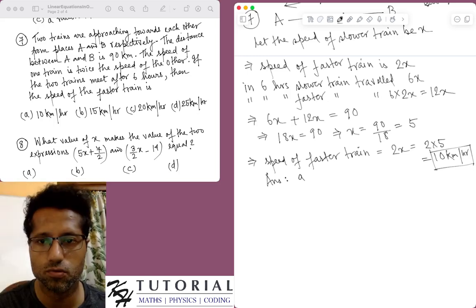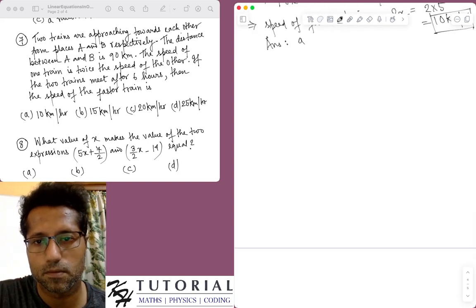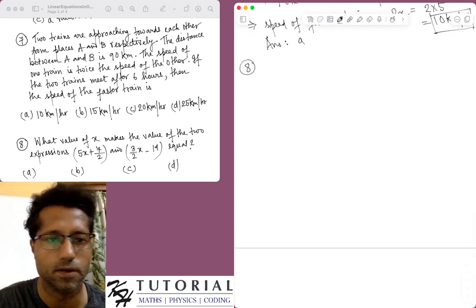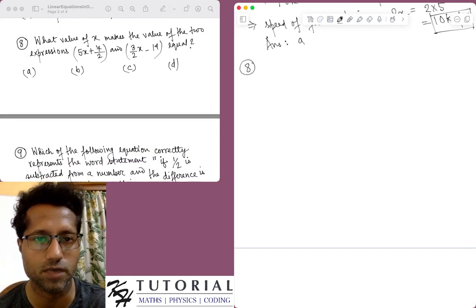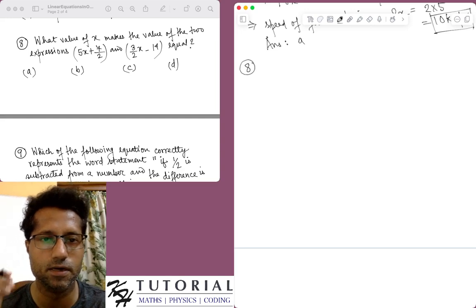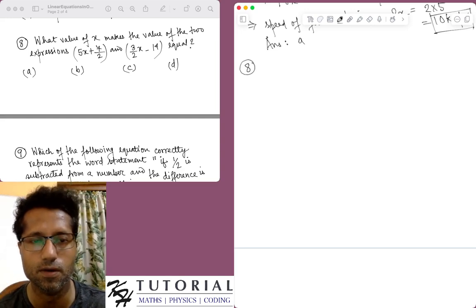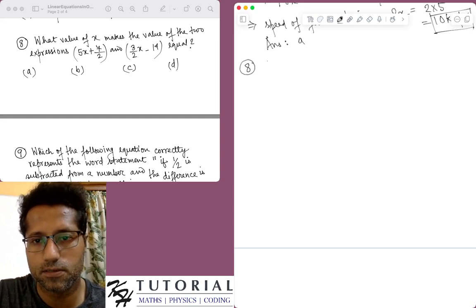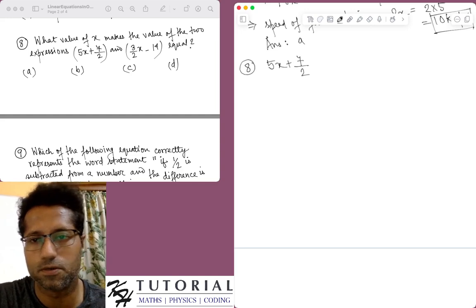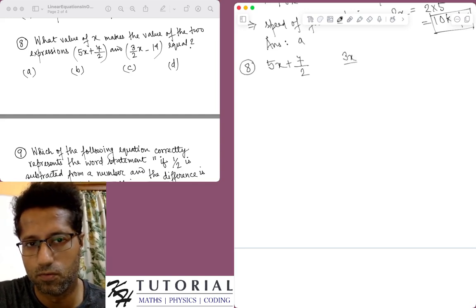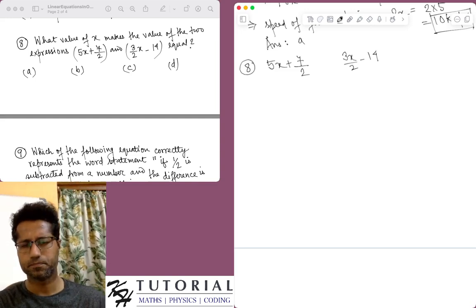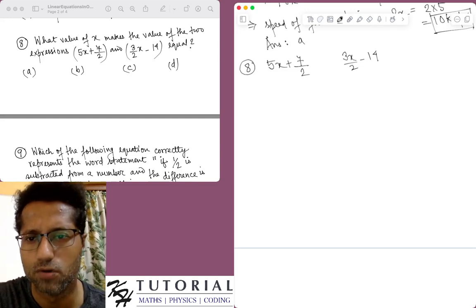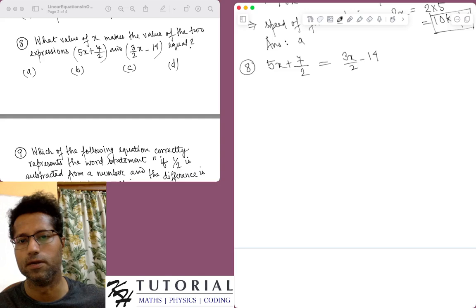Okay, let's do question number 8. It says what value of x makes the two expressions given in terms of x, they are linear expressions, equal. So one expression is 5x plus 7 by 2, another expression is 3x by 2 minus 14, and it is asking what value of x will make these two expressions equal. That is, we will have to solve this equation.